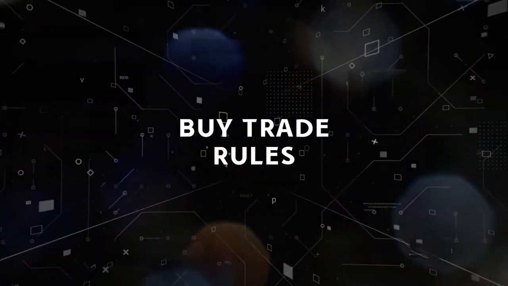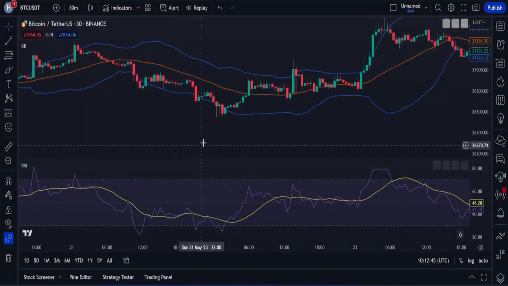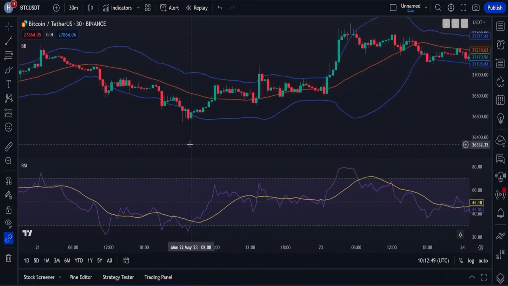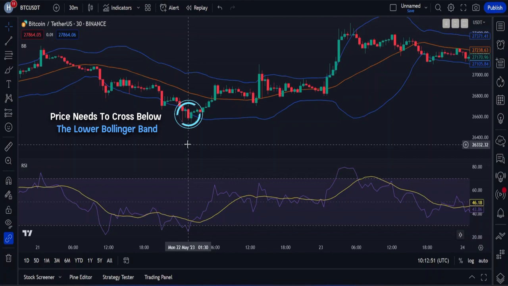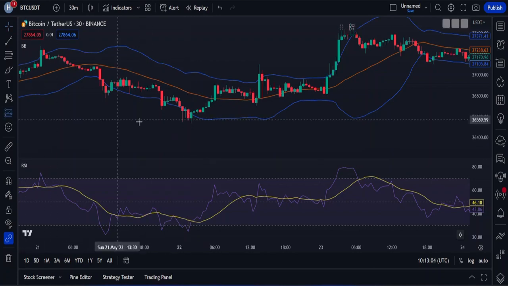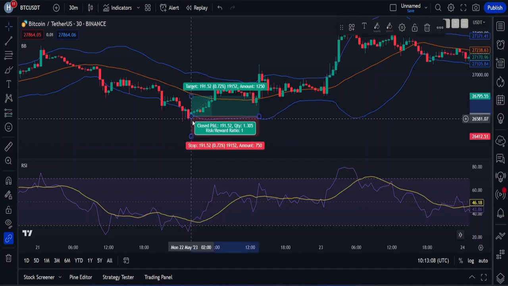Buy trade rule. So these are the two conditions that need to be fulfilled for a buy signal to be valid. We will enter a buy trade only when the price falls below the lower Bollinger Band, and the RSI drops below 30. Here we can see initially the price falls below the bottom Bollinger Band. So after this, we will await the RSI line to dip below 30. Once it descends below 30, we execute a buy trade.